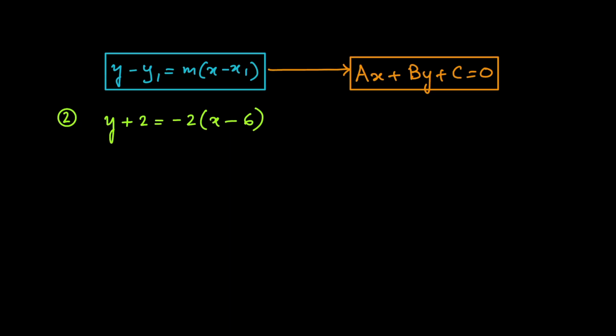Now example 2. So y plus 2 equals minus 2 times x minus 6. So again first we distribute it. So y plus 2 equals, distributing with the numbers inside the bracket, so minus 2x, and minus times minus becomes plus, so 2 times 6 will be 12.